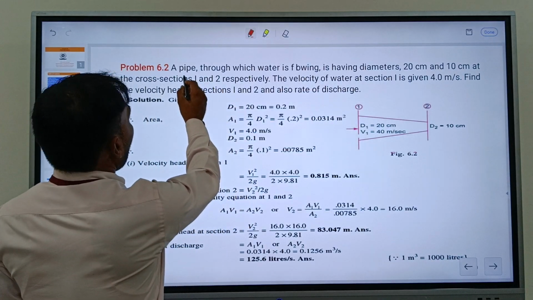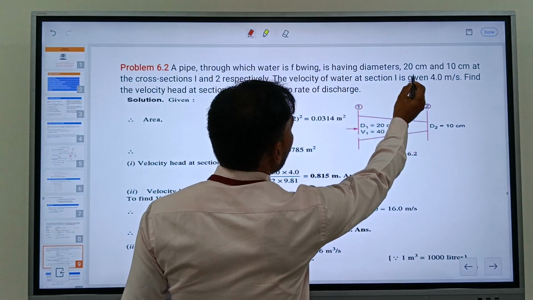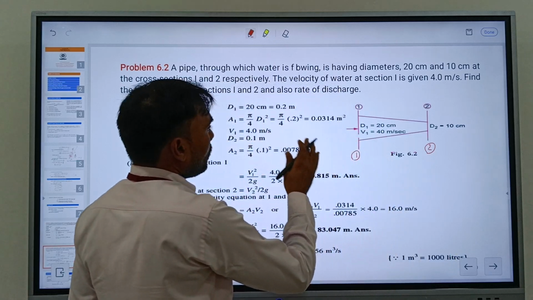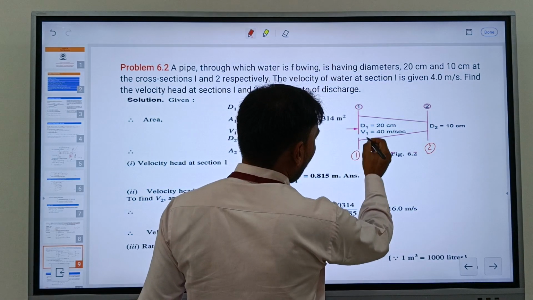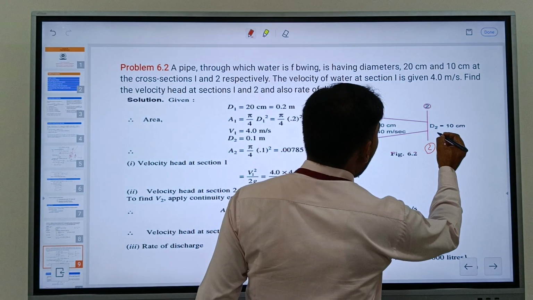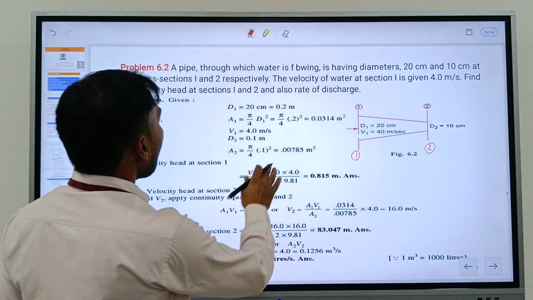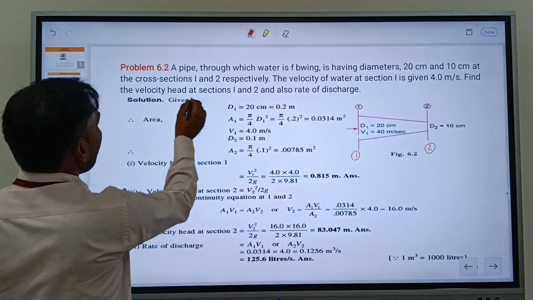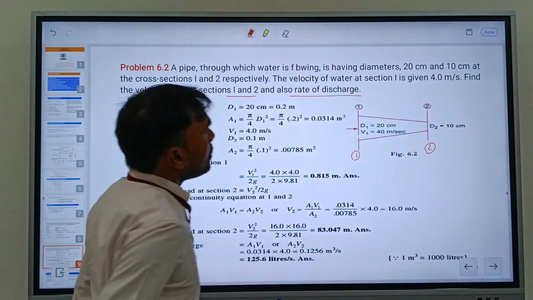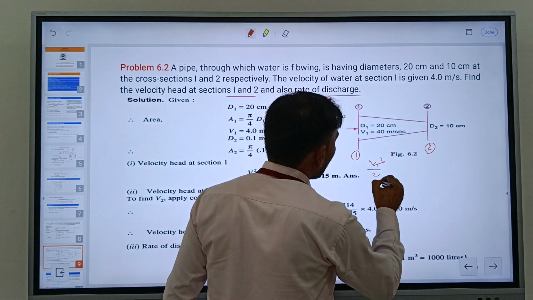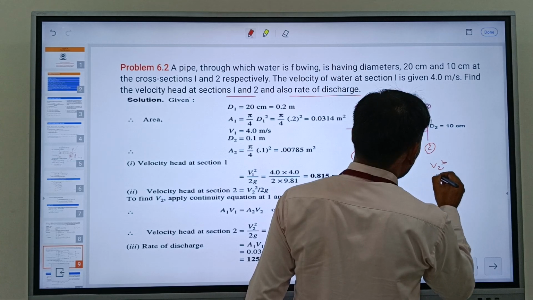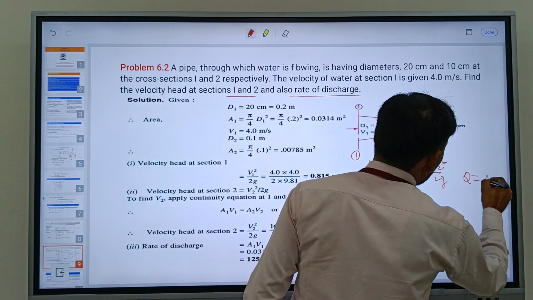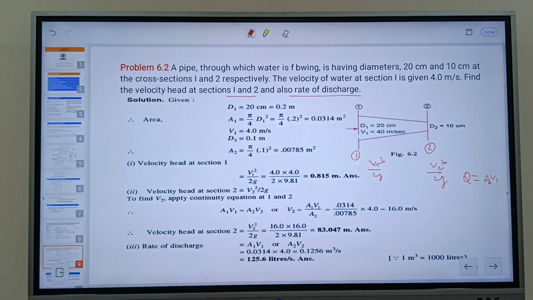Now the second question: a pipe through which water is flowing has diameters 20 centimeter and 10 centimeter at the cross sections. Means this is cross section 1 and this is cross section 2. On this cross section, the velocity V1 and D1 are given here. At section 2 diameter is given, but velocity is the same for both these sections, as per the given question. Now find the velocity head at sections 1 and 2 and also the rate of discharge. Means we have to calculate V1 square by 2g at section 1 and V2 square by 2g at section 2, and rate of discharge, means capital Q. Capital Q is A1 V1. So rate of discharge also needs to be calculated.